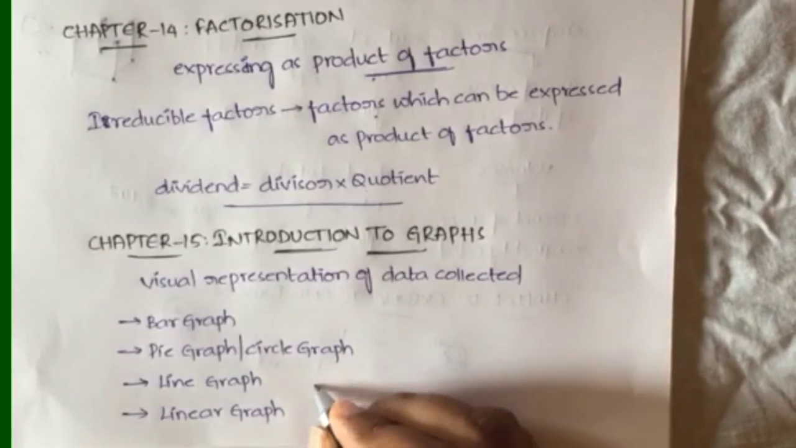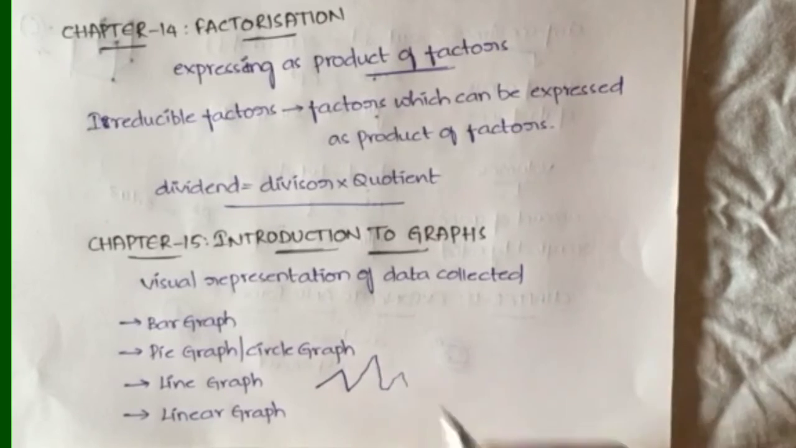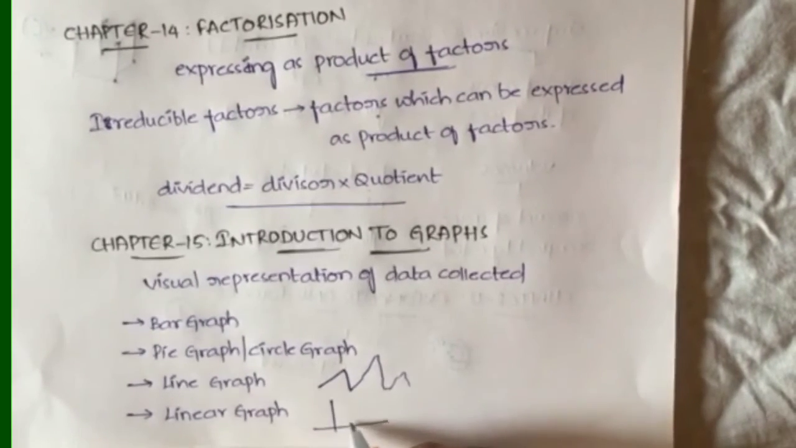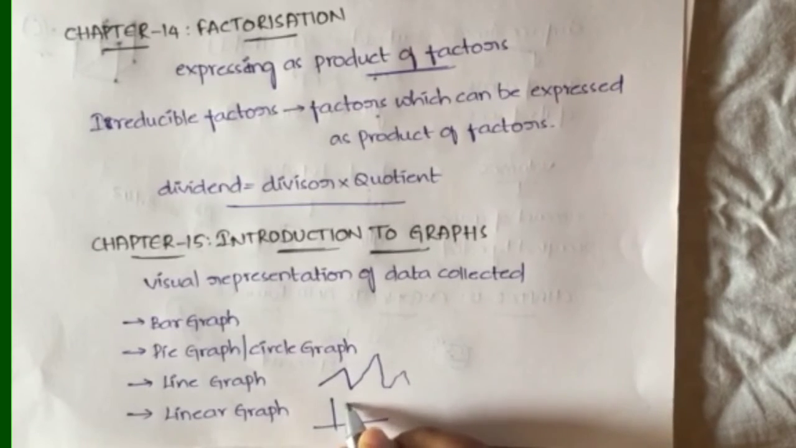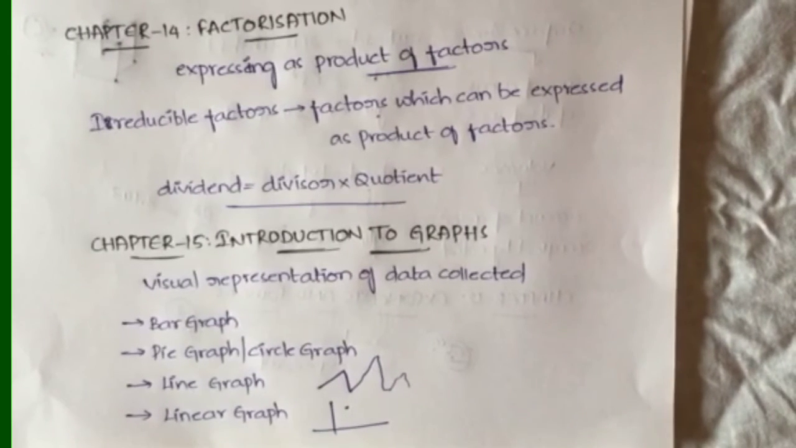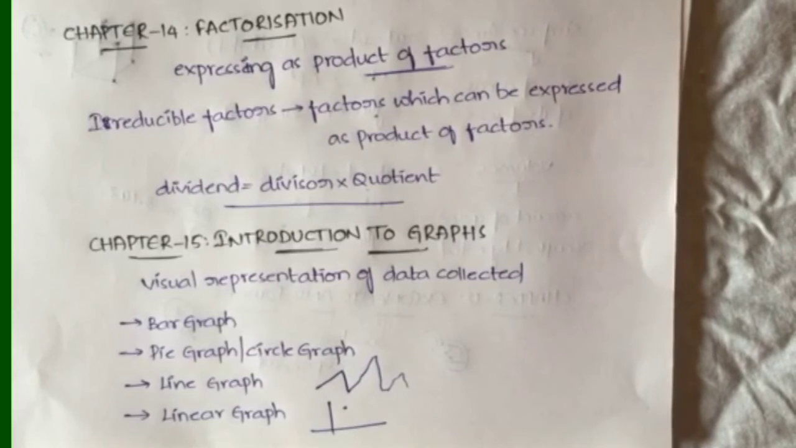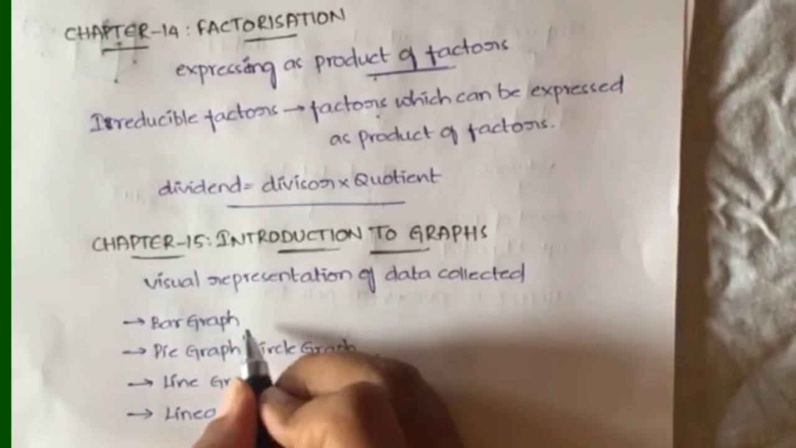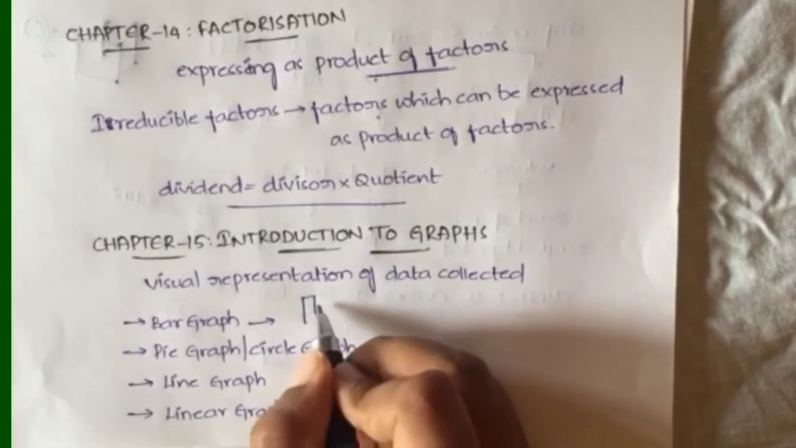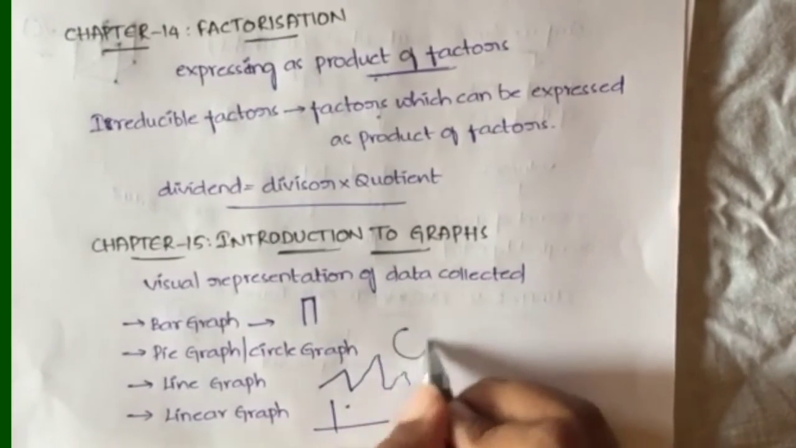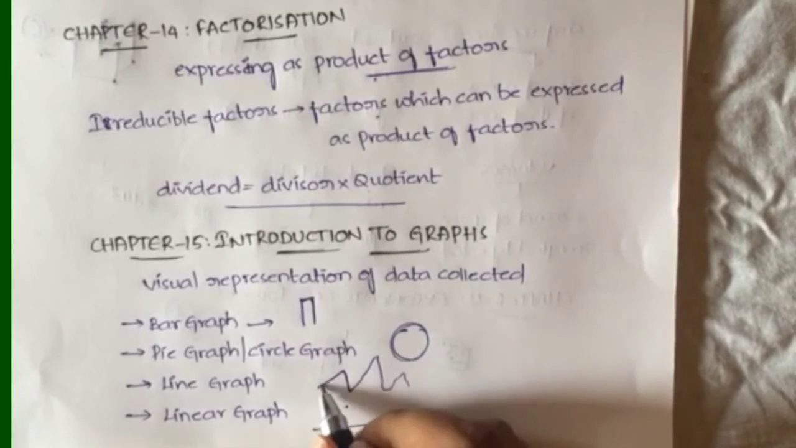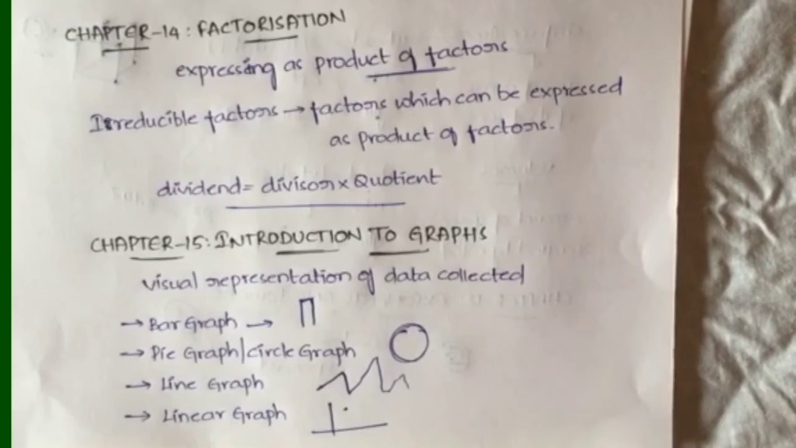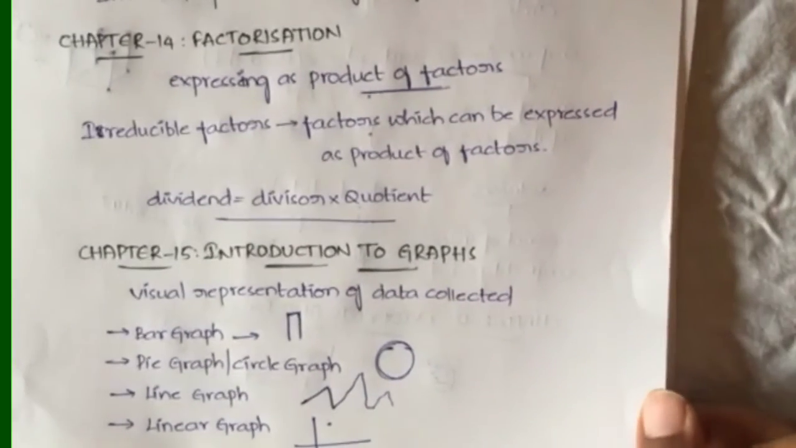Line graph is nothing but you will be representing in this way, like this. This kind of graph is called a line graph, and for a linear graph you will have x coordinates, y coordinates, and you will be plotting them. You will learn them in the chapter. When we get into the chapter in detail, you can learn everything, but this is just for your overview. In bar graphs we will be using bars of equal width, in pie graph we will be using a circle, in line graph you'll be representing with lines, and in linear graph you'll have x coordinates, y coordinates, and according to them you will represent the data.